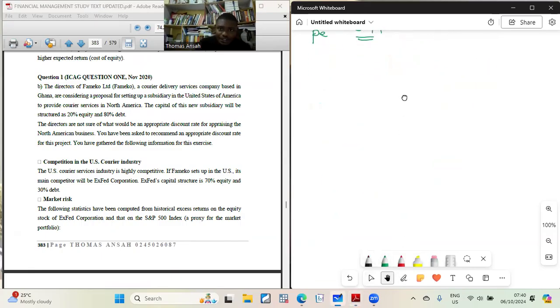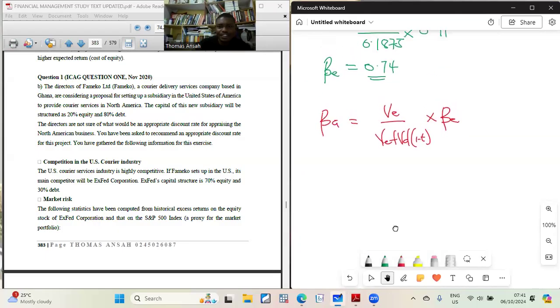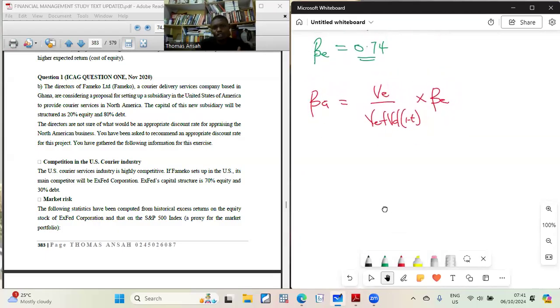We used beta A. We did beta A, which is equal to VE plus VD, 1 minus T, multiplied by the beta of a proxy person. That is what we did. We used that proxy person's own to find BA, then we converted it. But in this case, we already have BE, don't we? And the BE that we have was using the XFED proxy. So we should also be able to get the BA and regear to our own, all right?